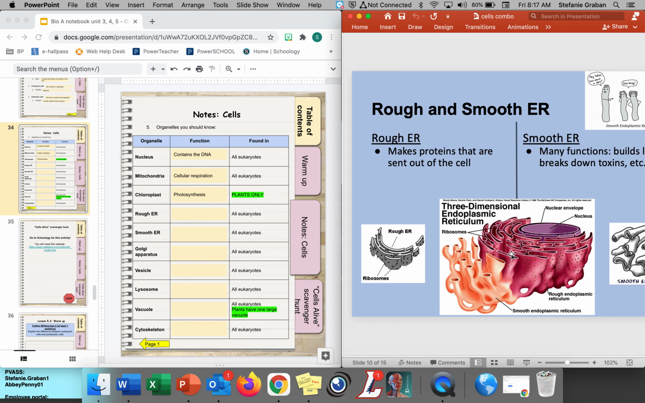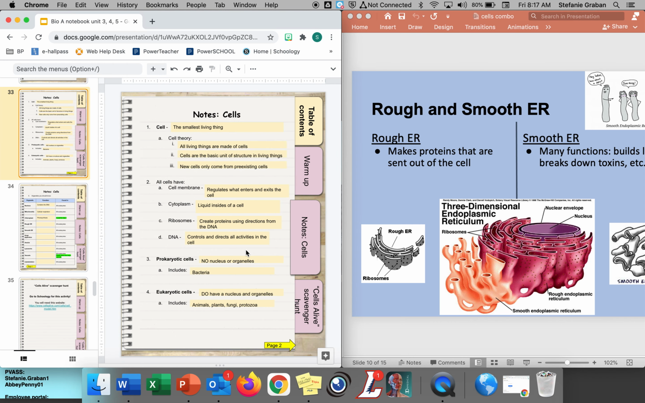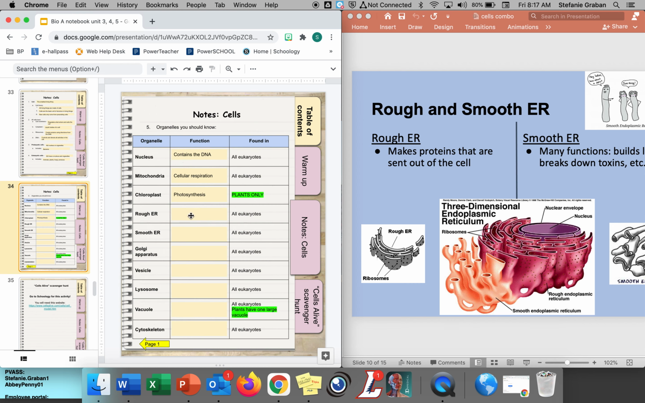So the rough ER, those bumps are ribosomes, and we just said a minute ago that ribosomes make proteins. So the rough ER makes proteins too, but these proteins are going to get sent out of the cell, so it's the same process, it's just the end is different. The smooth ER makes other things that are not proteins. Like, it can make lipids, it can break down toxins, it does lots of things depending on which cell it's in.